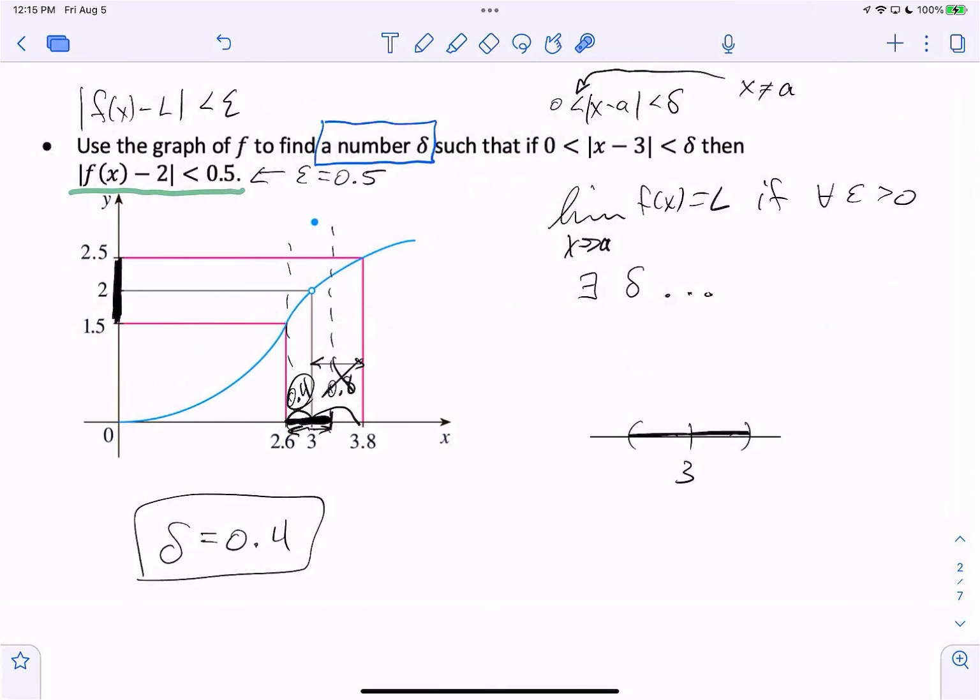In a situation like this, whenever I have an asymmetrical interval that satisfies the output criteria that I'm looking for, I'm always going to go for the smaller of the two radii, or the smaller of the two distances.